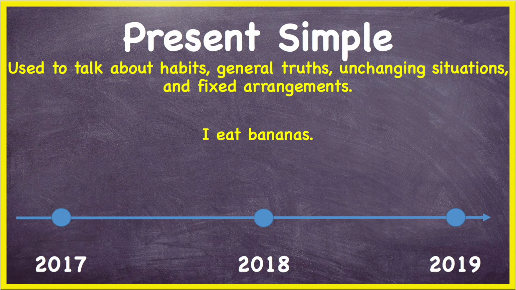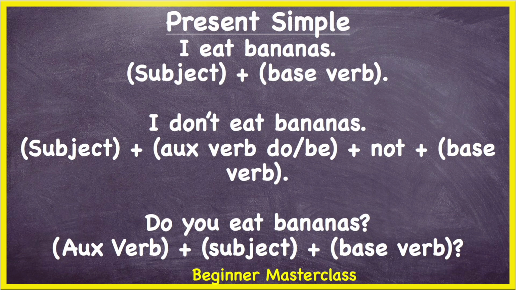So I eat bananas, or I like bananas, right? You can see here that there's no arrow and there's no red line. It's just something that is true, has been true for a long time, and will be true in the future. It's something that hasn't changed in a while. It's just a fact. And the structure is very simple. I eat bananas, just subject plus base verb. And then you can add the object if the verb is transitive.